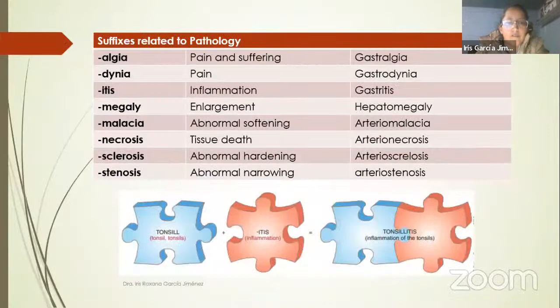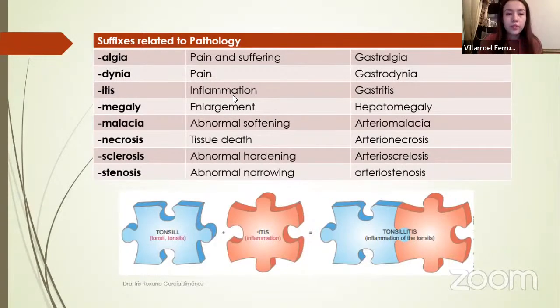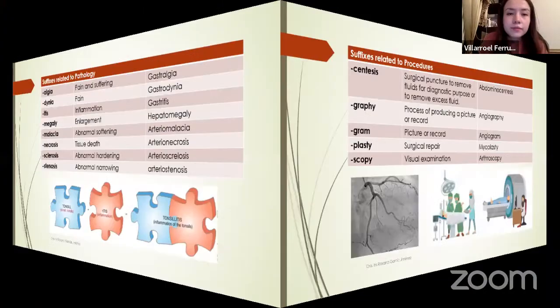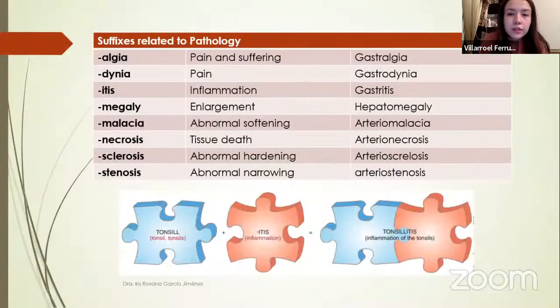Moreover, we have suffixes related to pathology. Lucia, can you listen to me? Yes, I can. Yes, thank you, Lucia. Can you read this slide, please? Just the chart. Okay. I'm sorry. Okay, go ahead, please.